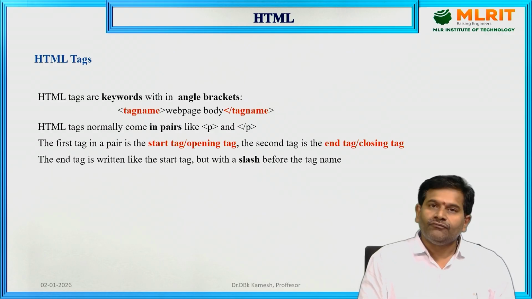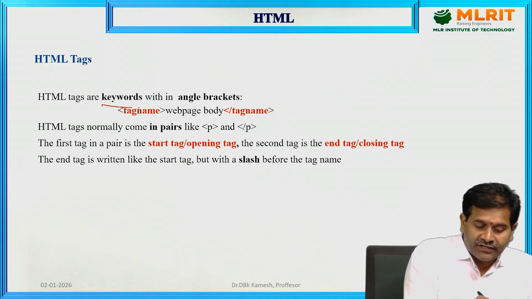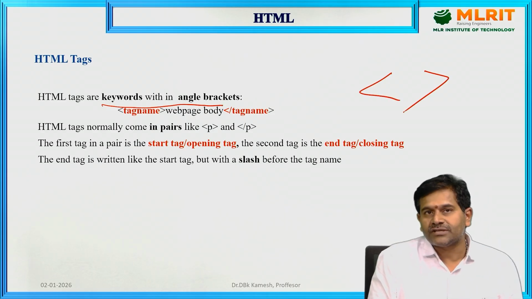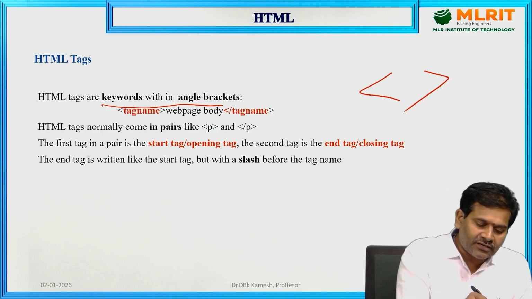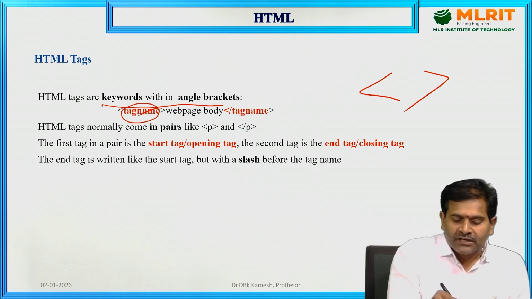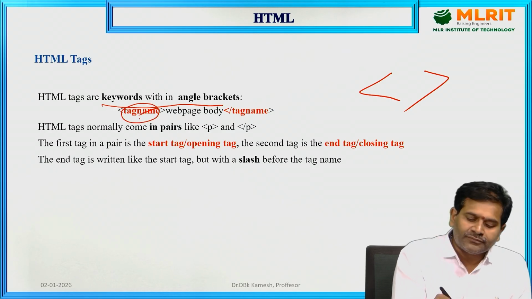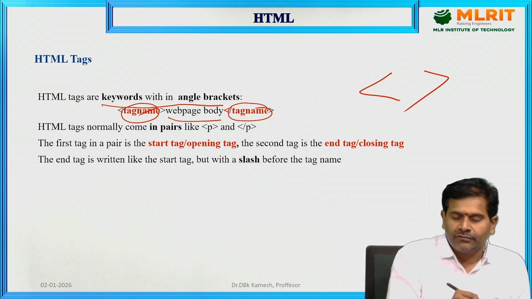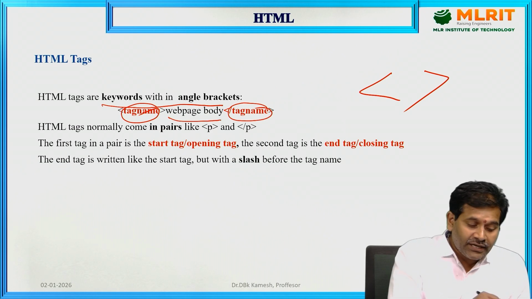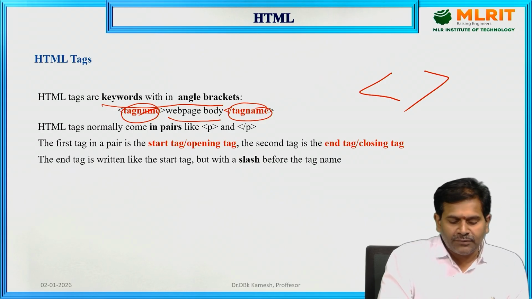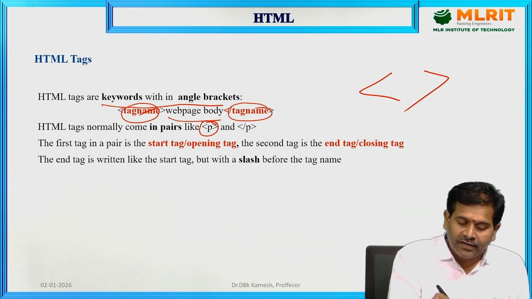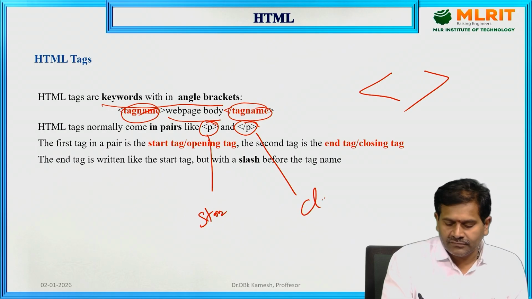Here, tags are keywords with angle brackets. This is called an angle bracket, with the tag name inside. Once you open the tag name, automatically a close tag name is also required, which is the web-based body. HTML tags normally come in pairs, like this is called a pair. A starting tag and a closing tag, which is start, which is close, right?